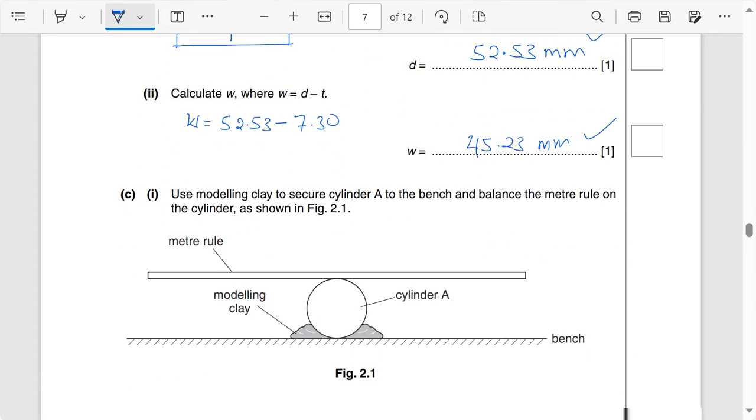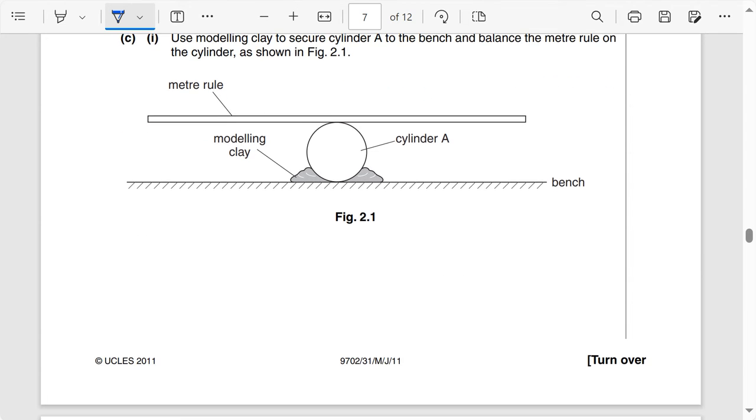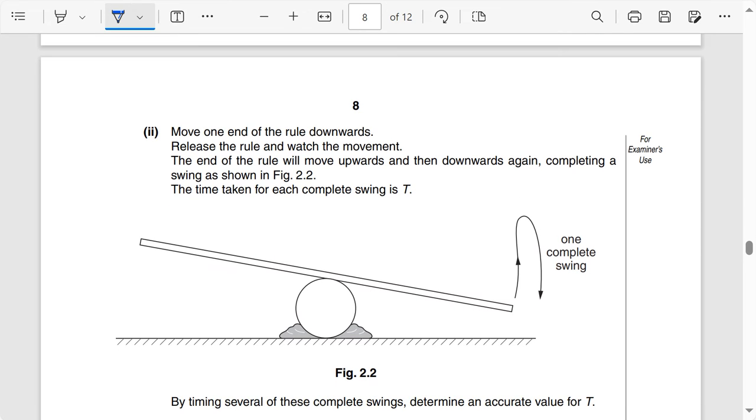Then use modeling clay to secure cylinder A to the bench and balance the meter rule on the cylinder. You can follow the instructions if you have a printed copy. So this was how the ruler was to be balanced. Then move one end of the rule downwards, release the rule and watch the movement. The end of the rule will move upwards and downwards again, completing a swing as shown. So there were timing oscillations here. The time taken for each complete swing is T.